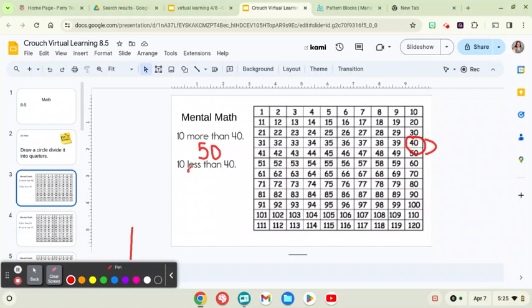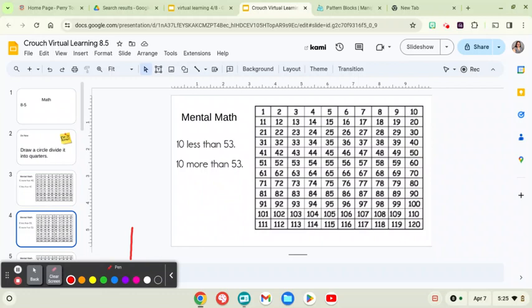That word less tells me that my number is getting smaller. When I have less, I'm subtracting. Remember, when I subtract, I go back, and that's the same on my number grid. So if I'm subtracting from 40, I'm going backwards 1. So 40 minus 10 equals 30. Alrighty. Let's do another practice problem.